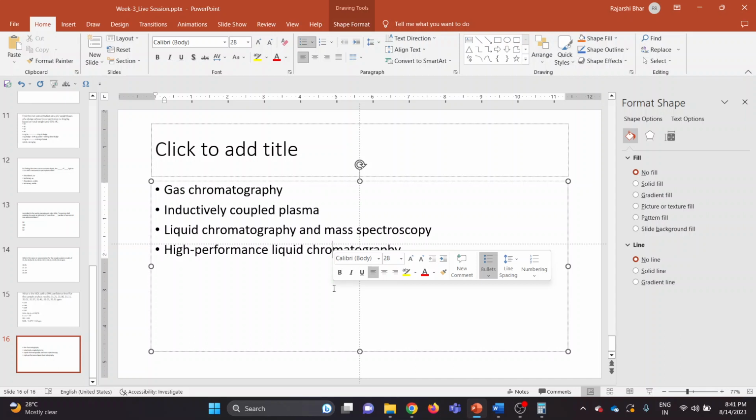So that is not the stable state of any material. Once it absorbs the energy and gets excited, after some time it again emits that energy back at a certain wavelength and comes to its stable state.